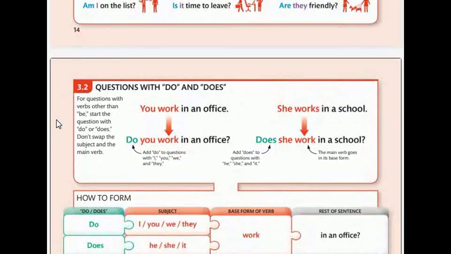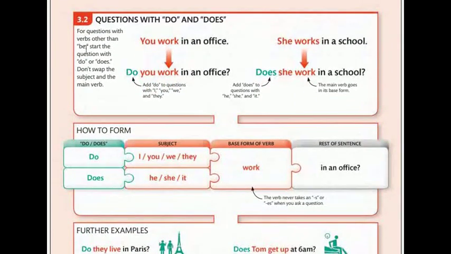The next one. 3.2 questions with do and does. Questions with verbs other than be. Start the question with do or does. Don't swap the subject and the main verb. You work in an office. Do you work in an office? Do is used for questions with I, you, we, and they. She works in a school. Does she work in a school? And does is used for questions with he, she, it.